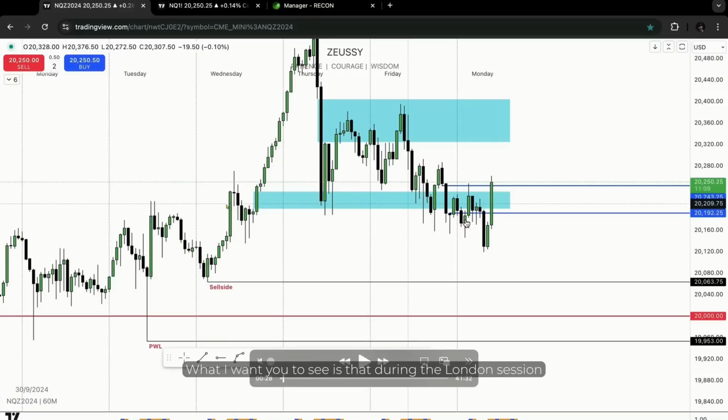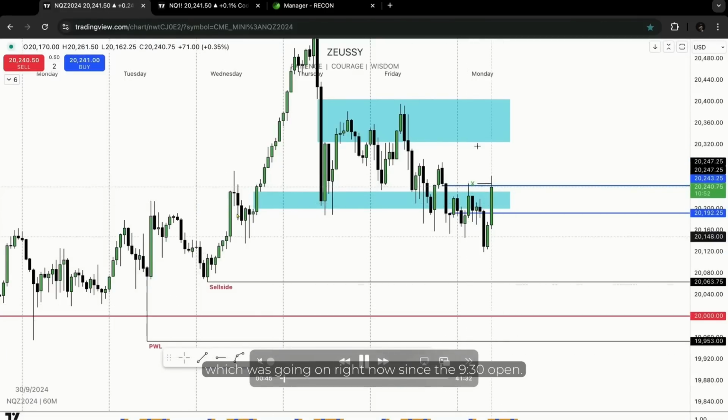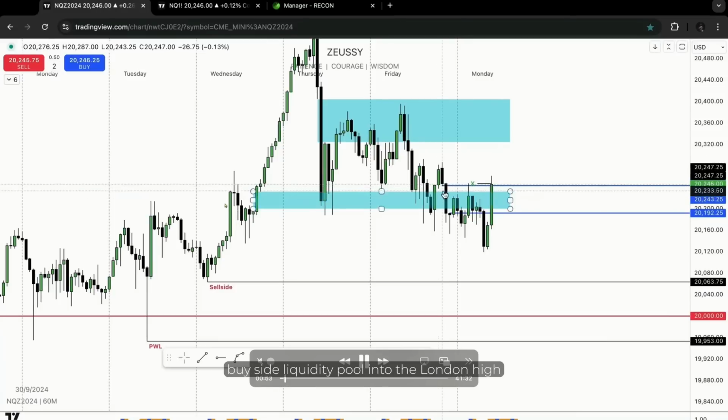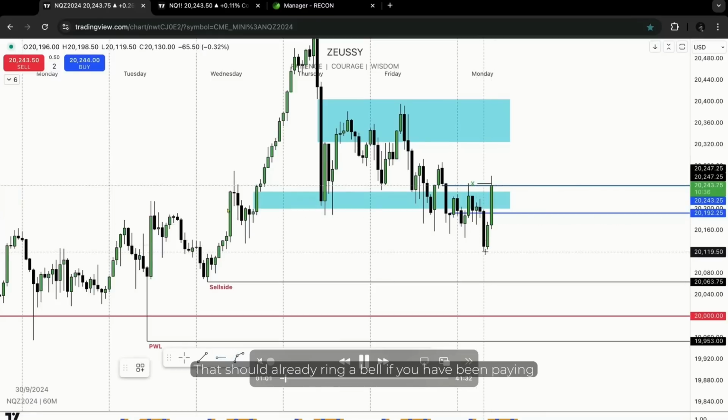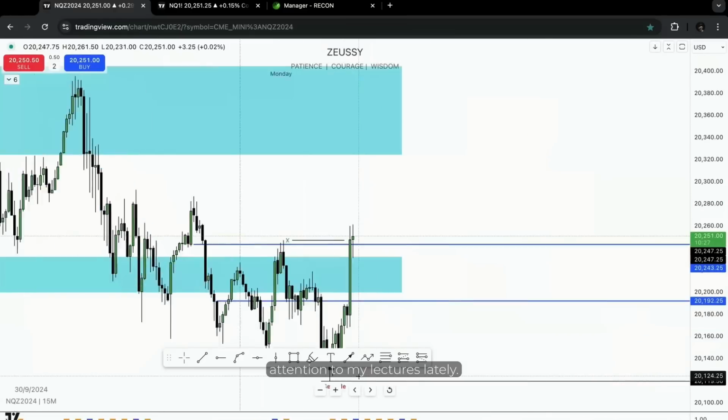What I want you to see is that during the London session, we formed this high inside of that CB already. Therefore, to me, this was anticipated manipulation, which has been going on since the 9:30 open, where they repriced it higher aggressively into a key buy-side liquidity pool, into the London high, which is the previous session high. That should already ring a bell if you have been paying attention to my lectures lately.